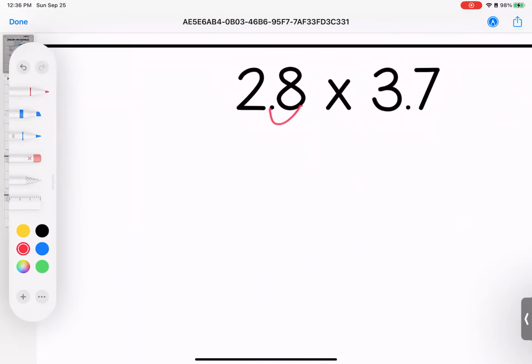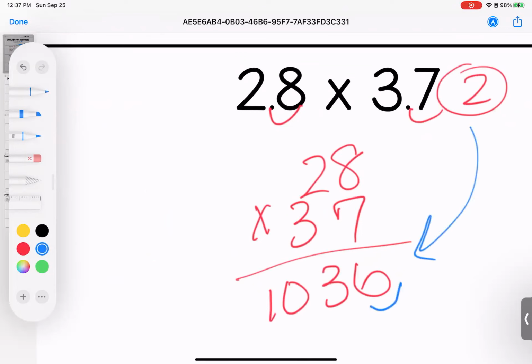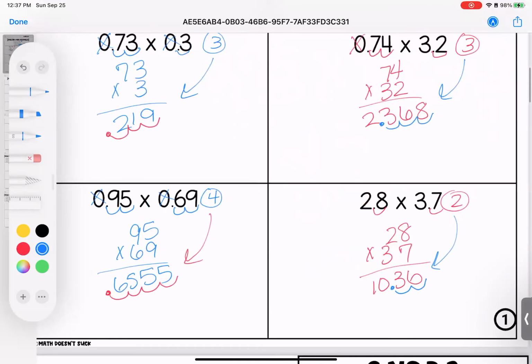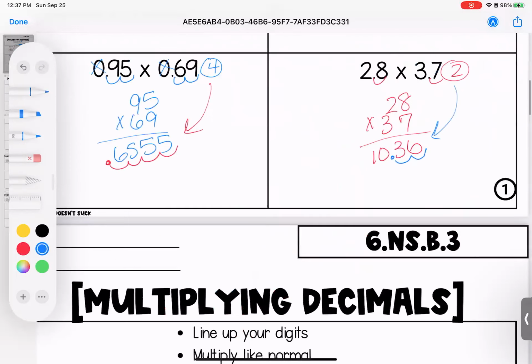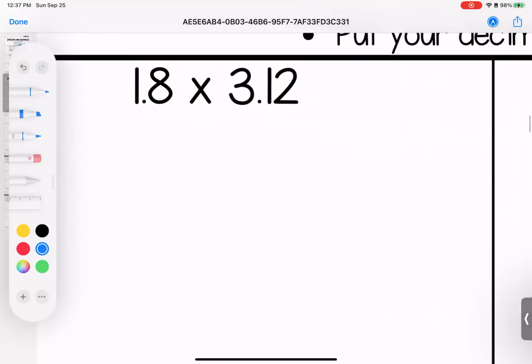Last one for this page. I have 1, 2 decimal spaces, multiplying 28 and 37. When I do that, I get 1, 0, 3, 6, 2 decimal spaces starting in the back, 10 and 36 hundredths. That's the end of our first page. If you are not done the next page, please stop there. Otherwise, moving right along, we're continuing to work through multiplying our decimals.